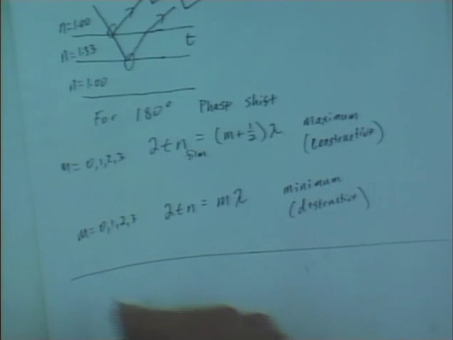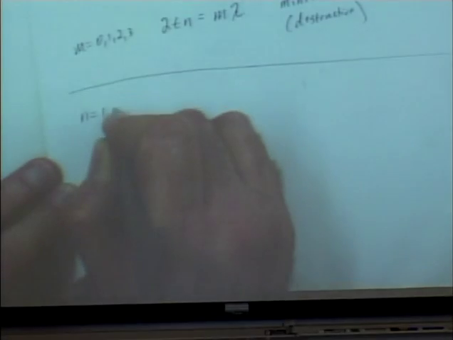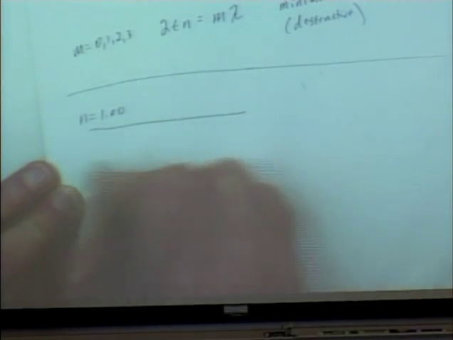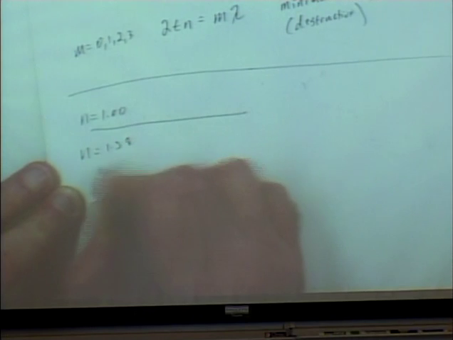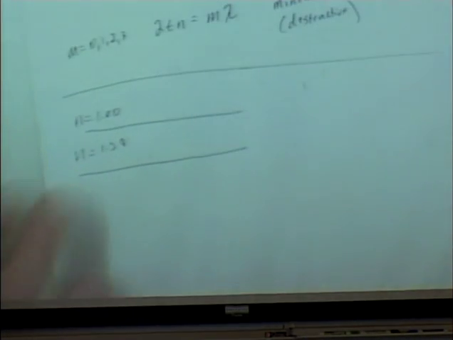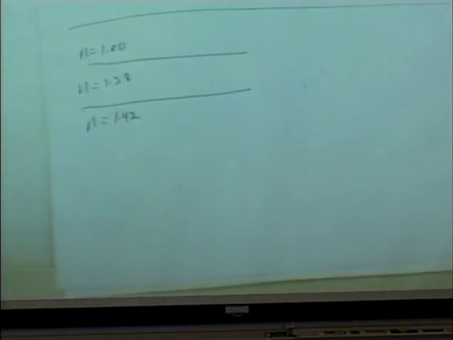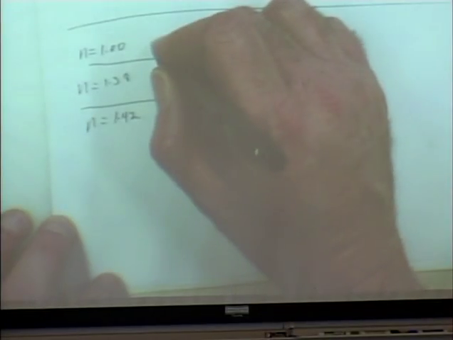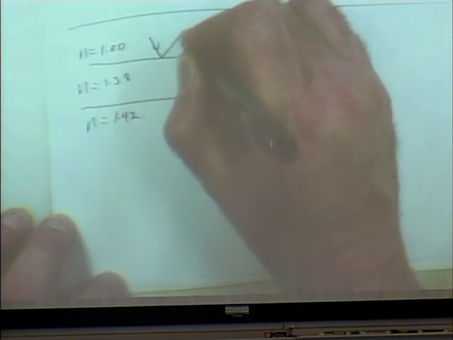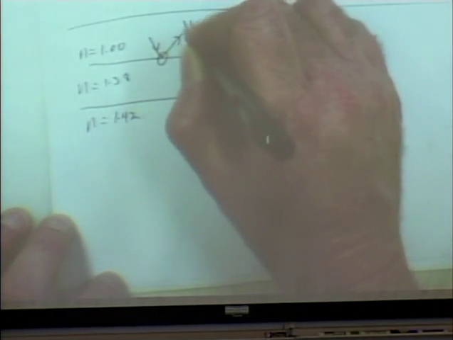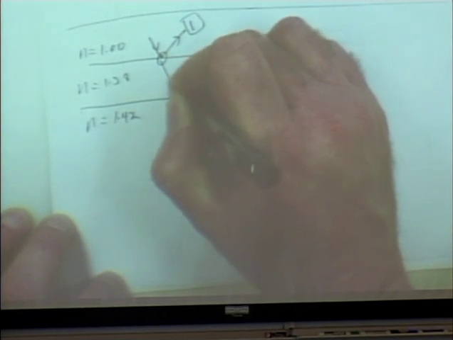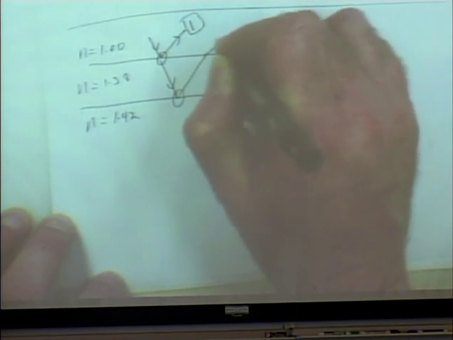Okay, so here we go. So tell me what this phase shift would be. Let's say we've got n equals 1.00 right here. n equals 1.38 for the thin film. Now that's my film. The one in the middle is the film. And then I've got n equals 1.42. I'm just making up those indexes of refraction. I probably should have looked up some real ones. All right, so here we go. We're coming from here. Here's my first reflection. And here's my second reflection, coming out like this.